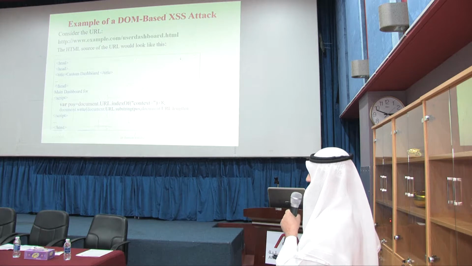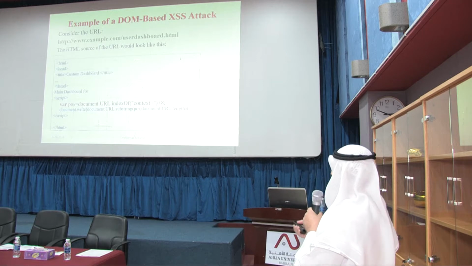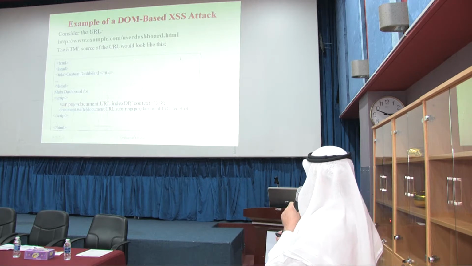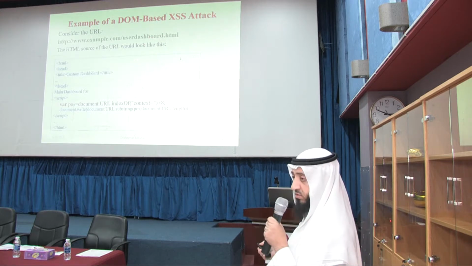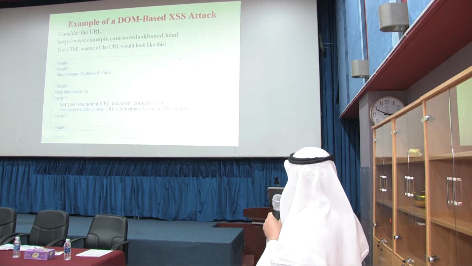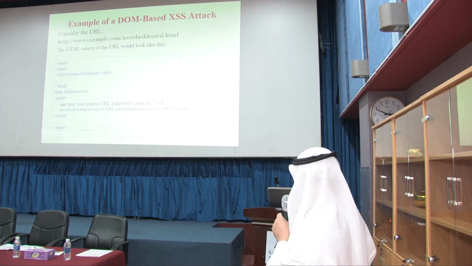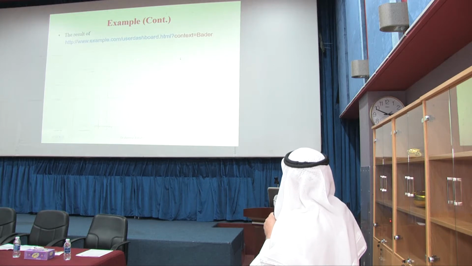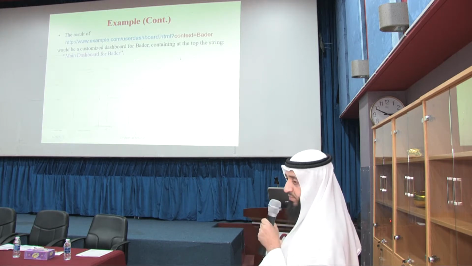Let's see this example that will explain how DOM-based cross-site scripting works. This XML here is supposed to display the dashboard for the user, according to this URL. So the user will log in, and this URL will take the login of the user and feed it into this script to display the dashboard for the user. Assume that this user is Better, so it will display the main dashboard for the user, and this line will be displayed at the header of the page.